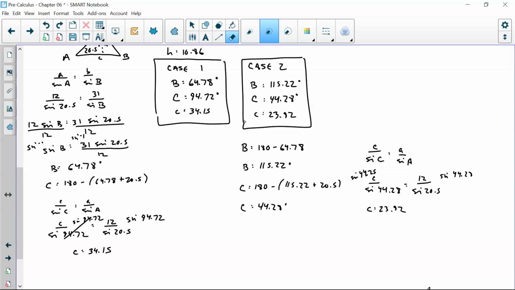All right, and there it is. That is the law of sines. In the next video, we're going to be talking about how we can find the area of oblique triangles.